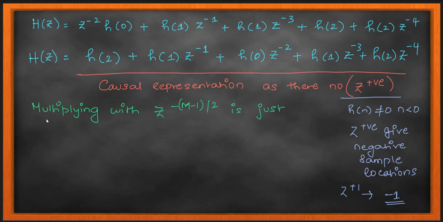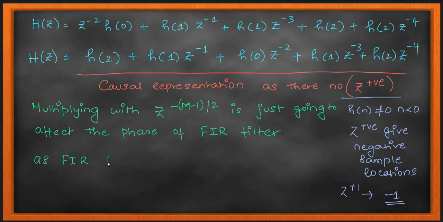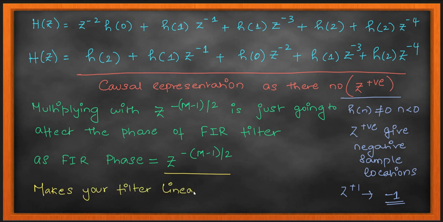Good. So I'm just making it clear for you how to convert. It is very important, because even in the numericals that we'll be seeing, it is vital that you convert a non-causal representation into a causal representation by multiplication with z to the power of minus (m minus 1)/2. That is not going to have much effect on your FIR filter. If you look back at the FIR derivation, you will see that z to the power of minus (m minus 1)/2 is nothing but your phase. So your linear phase is proportional to (m minus 1)/2 times frequency.